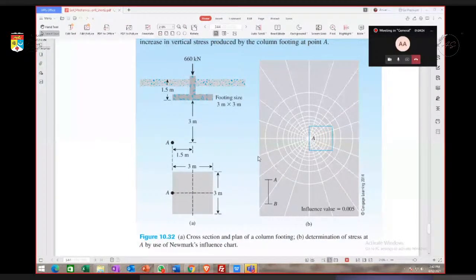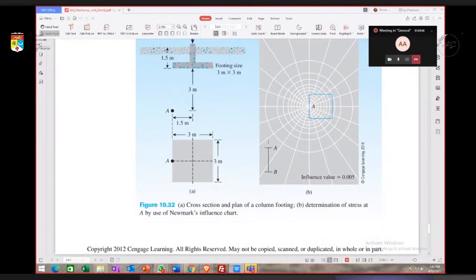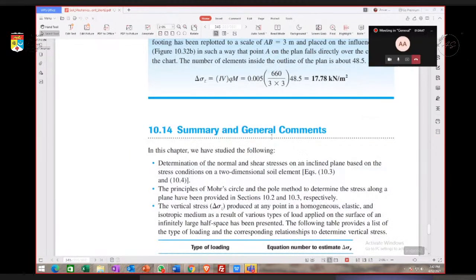But if we use this Newmark, we don't need to. We can just locate point A at the center of the graph or chart. So an example is also given, so it's quite straightforward. So that is about chapter 10.